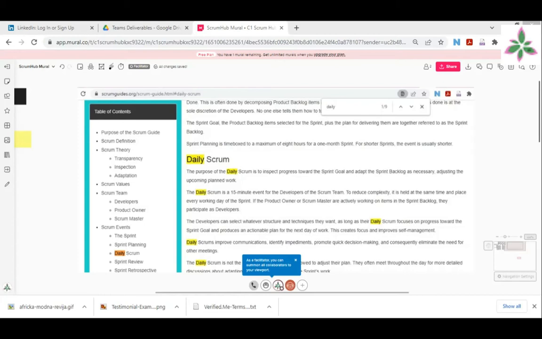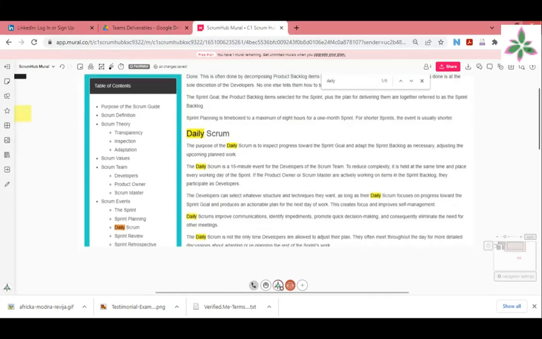If the product owner or Scrum Master are actively working on items in the sprint backlog, they participate as developers. The developers can select whatever structure and techniques they want, as long as their daily Scrum focuses on progress towards the sprint goal and produces an actionable plan for the next day of work. This creates focus and improves self-management. Daily Scrums improve communications, identify impediments, promote quick decision-making, and consequently eliminate the need for other meetings.